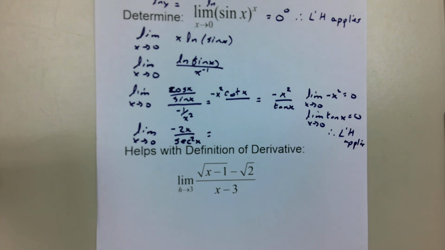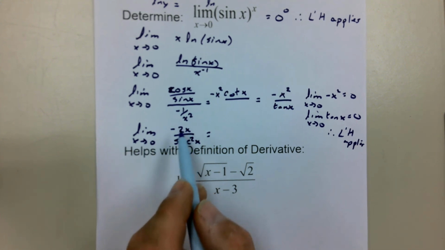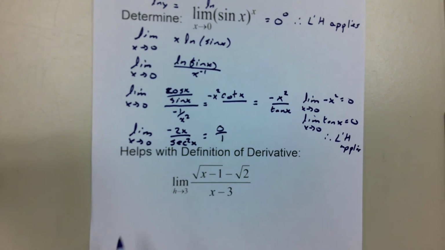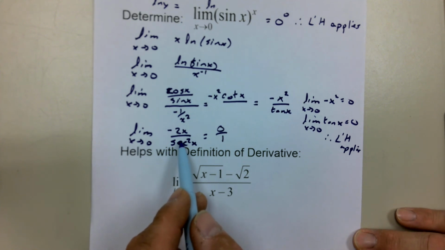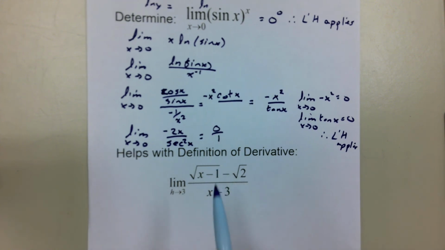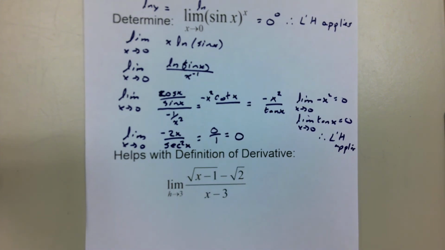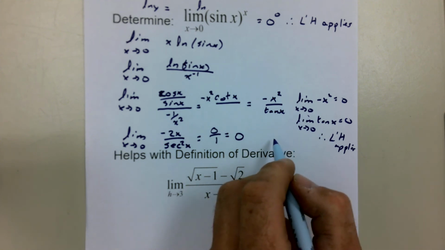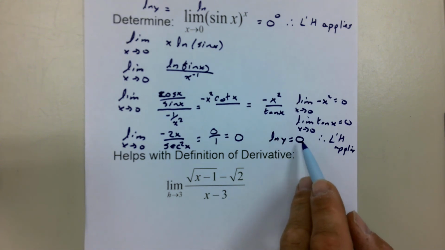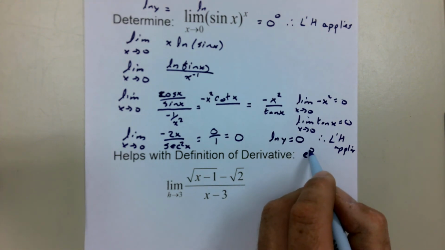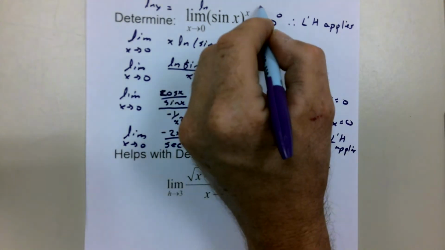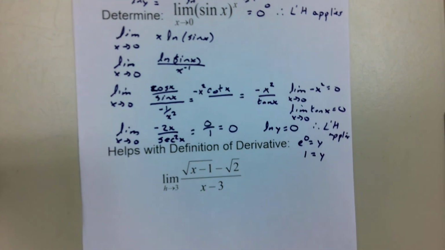Now, as x goes to 0, negative 2x goes to 0. Secant squared of x is going to go to 1. Remember, secant is 1 over cosine. So the cosine of 0 is 1, so we have 1 over 1, which gives us 1. Well, 0 divided by 1, that's going to be 0, isn't it? So now, we have the natural log of y is going to equal 0. Natural log of y equals 0, we can change that to exponential form. So e to the 0 equals y, e to the 0 is 1, so we get 1 equal to y. So the limiting value there is going to be 1 again.